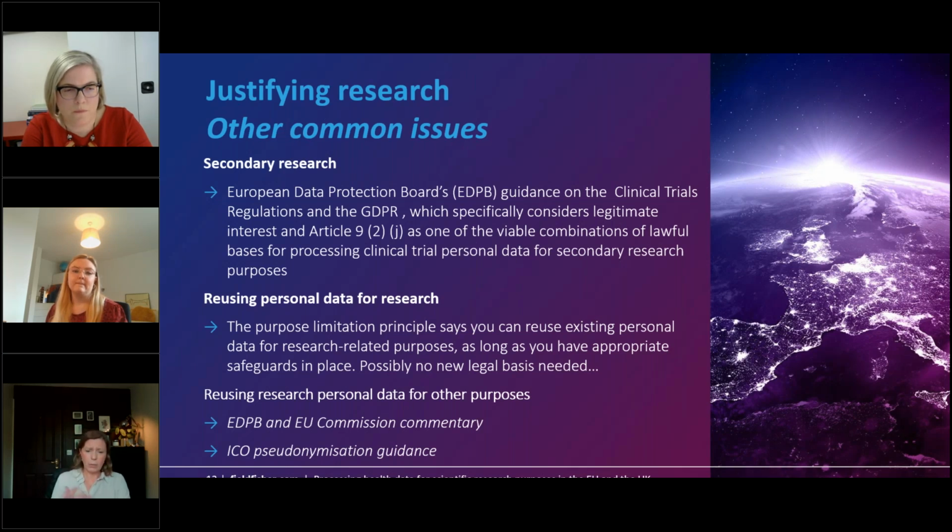So what I've been talking about so far is primary research. You're wanting to undertake research. Before you start processing, you think about how you're going to justify it and document it under data protection laws. So here are some of the examples beyond that primary research. What if we've done primary research and it's become obvious that we need to do some secondary research? How would we justify that under data protection laws?